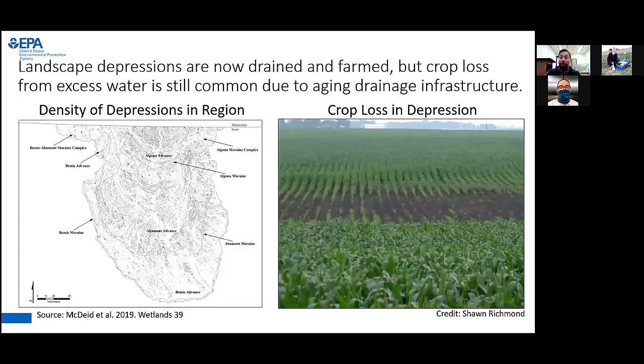In Iowa alone, there are more than 173,000 of these landscape depressions, which would historically have served as wetland habitat, but are now drained and actively farmed. However, the drainage systems installed more than a century ago are in many cases under-designed for modern agriculture or underperforming and result in regular crop losses within these crop depressions.